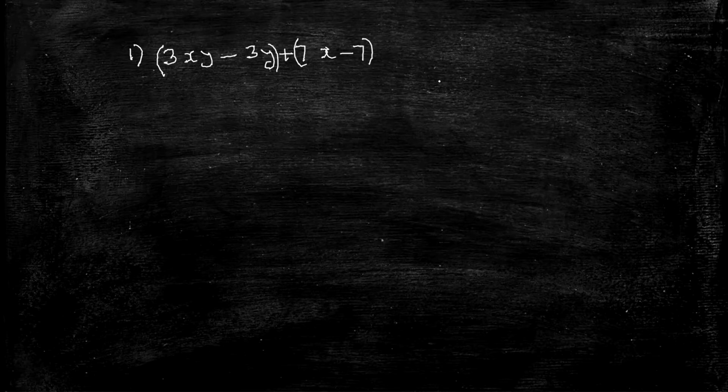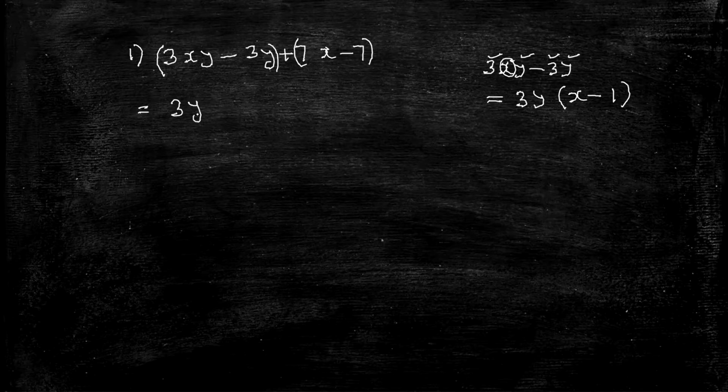So for example, if I have got 3xy minus 3y, what do I see common here? I see that there is 3 and y. 3 and y is common. So here I am left with this x. And here it is 1. So these two terms together, 3xy minus 3y, have been factorized as 3y into x minus 1. So let me just write that here. What I did is I have factorized this in this way.